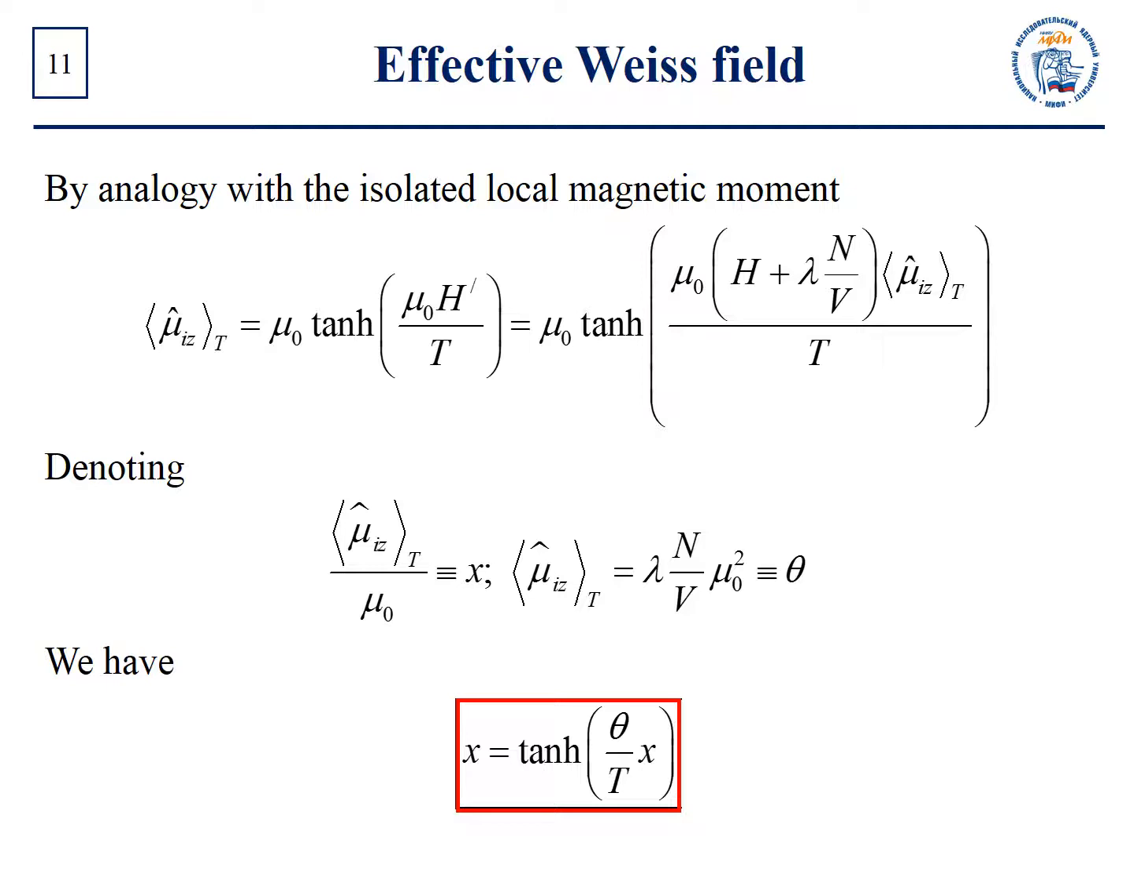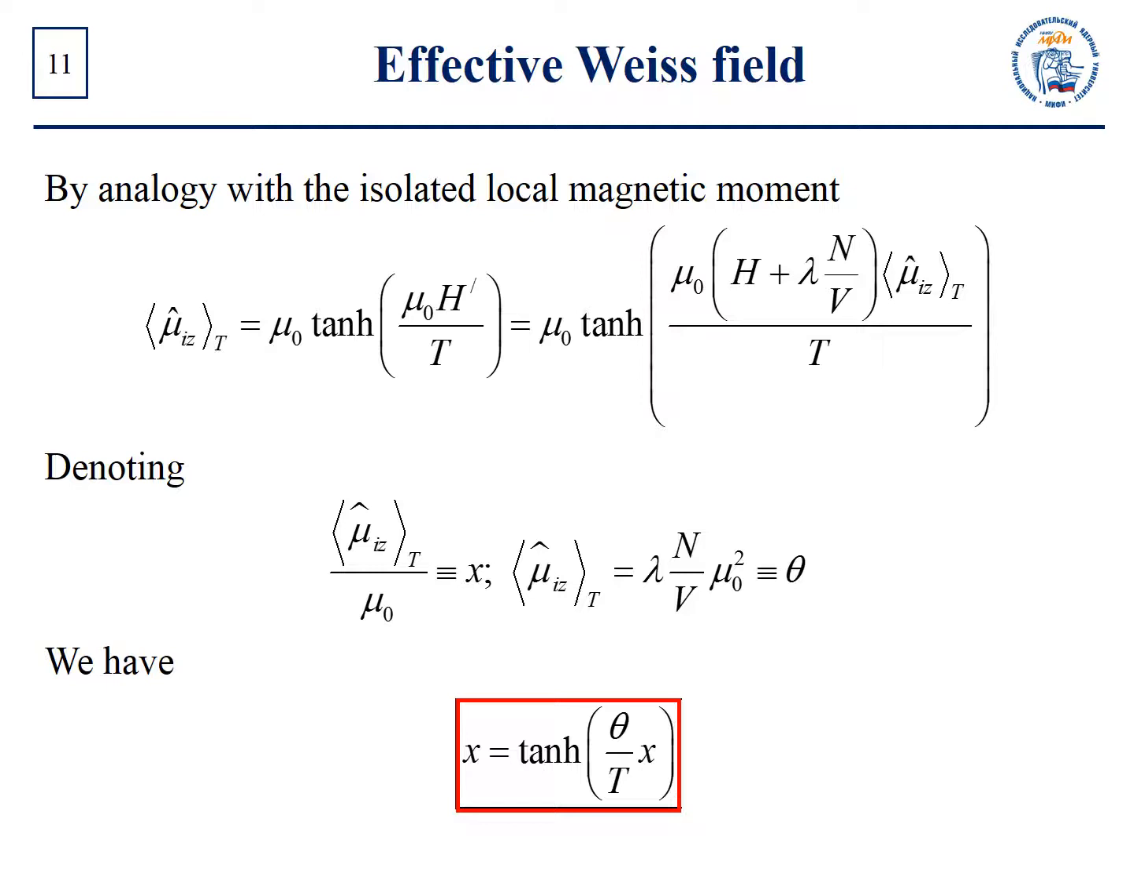Taking into account that the hyperbolic tangent is a monotonically increasing function of z, being linear in z when z is much lower than unity, and approaching plus or minus 1 when z tends to plus or minus infinity, we conclude that our equation has just one trivial solution, x equal to 0, at T lower than theta. While at T greater than theta, there are three solutions: one zero solution and two non-zero solutions. It can be shown that non-zero solutions correspond to the lower free energy of the system. That is, they are thermodynamically more stable.